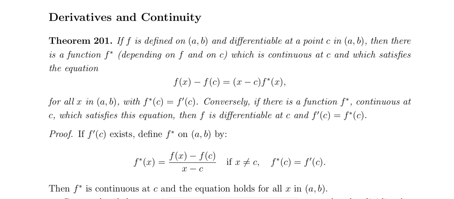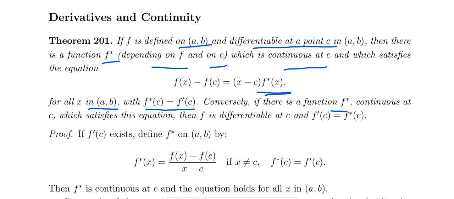The function is defined on a comma b and differentiable at a point c in a comma b, that is, differentiable at any interior point c in the open interval a comma b. Then there is a function f star, depending on f and on c, which is continuous at c, and which satisfies the equation f of x minus f of c equal to x minus c into f star of x, for all x in a comma b, with f star of c equal to f dash of c. Therefore, if there is a function f star that is continuous at the point c and satisfies the equation, then f is differentiable at c, that is, f dash of c equal to f star of c.